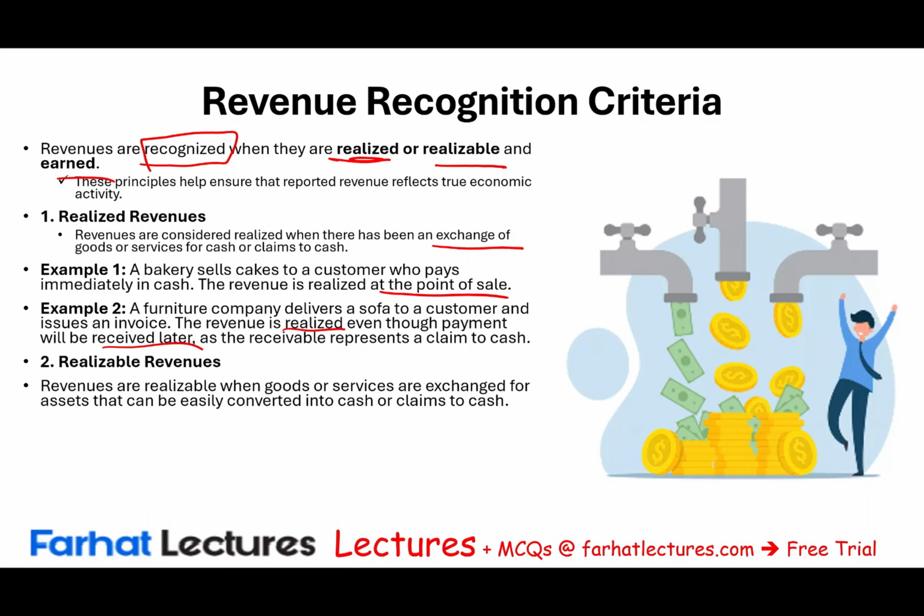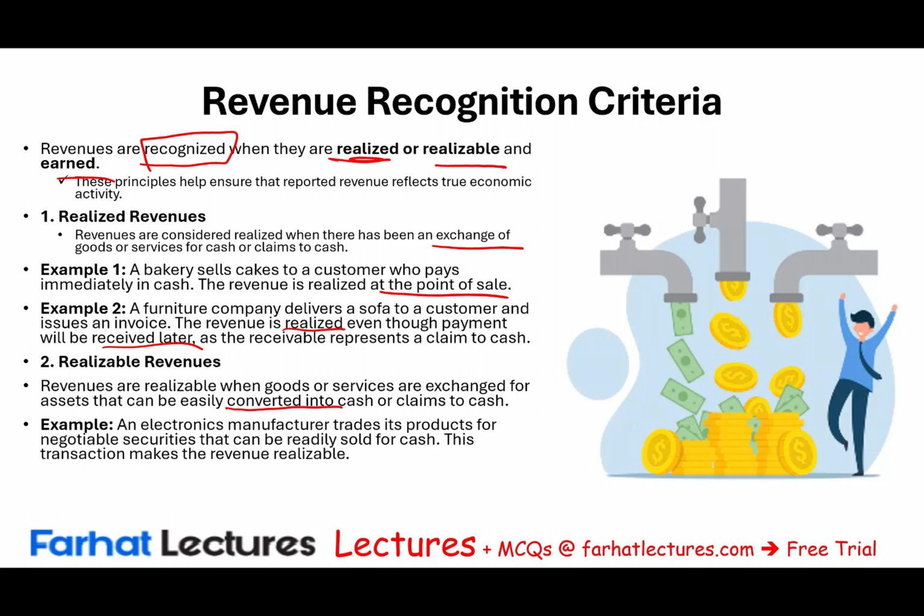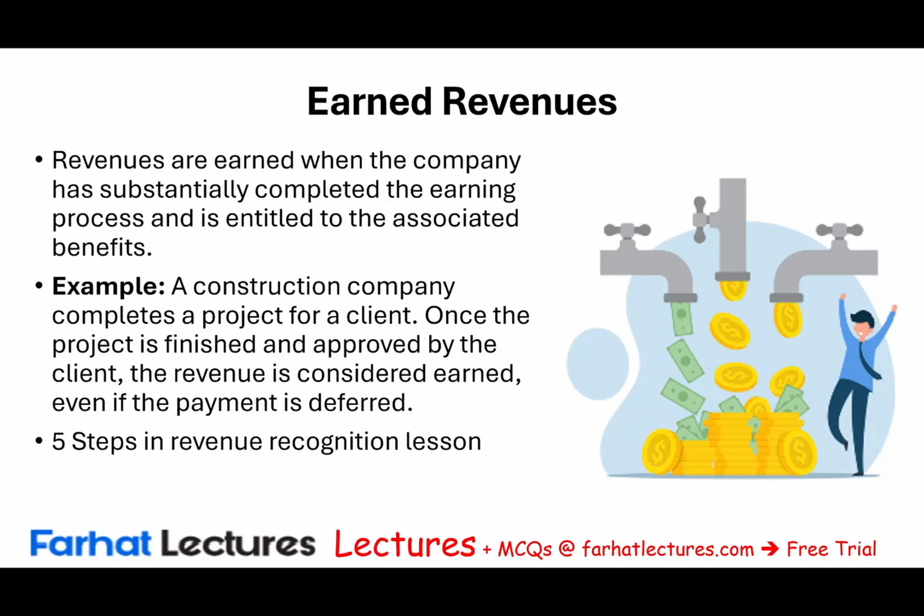Realizable revenue, when goods or services are exchanged for assets that can be easily converted into cash or claims to cash. They don't have to pay you in cash as long as it's something that you can use. For example, an electronics manufacturer trades its product for negotiable securities that can be easily sold for cash. This transaction makes the revenue realizable. That's good enough. What's earned revenue?